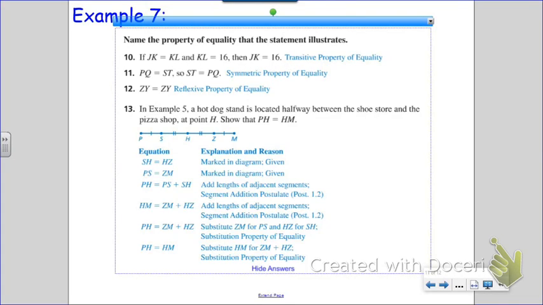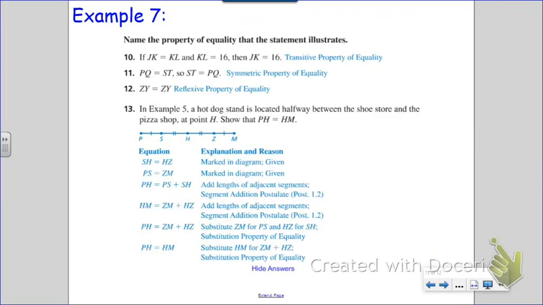Here's another example, starting with the same exact thing as before, but replacing it with a different setup. PH equals HM, so a little different problem. So again, here it shows us the different properties that we can use from algebra to help us to solve the problem.